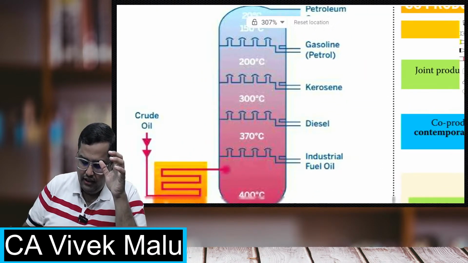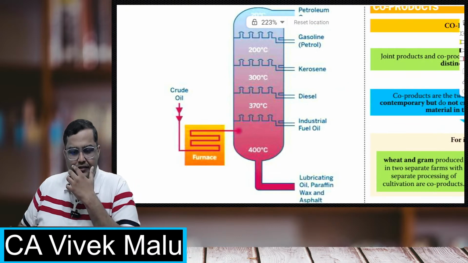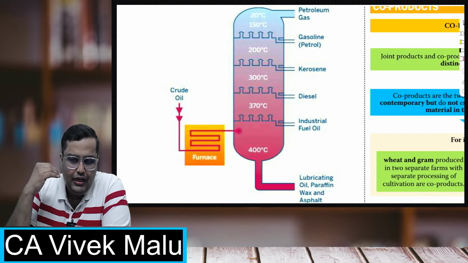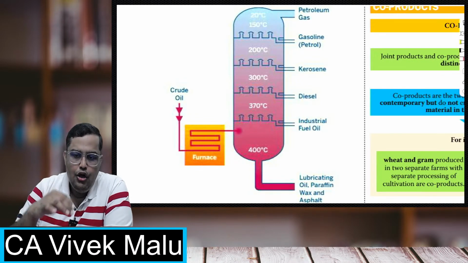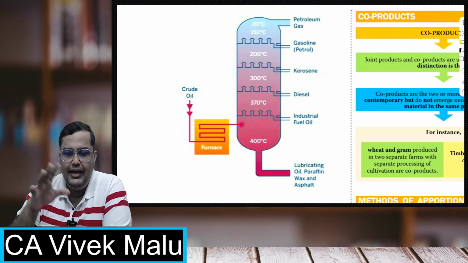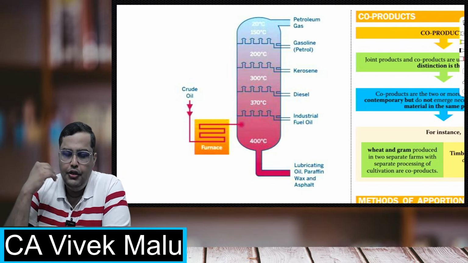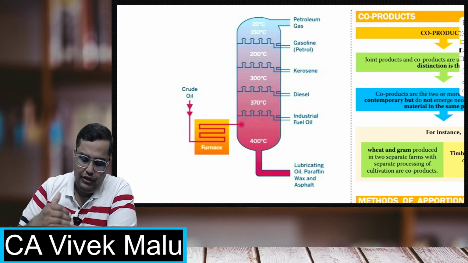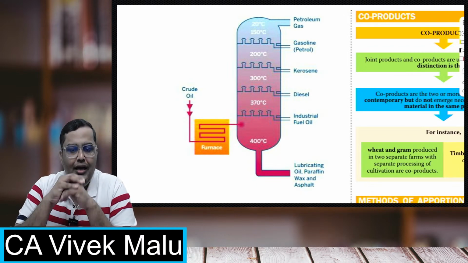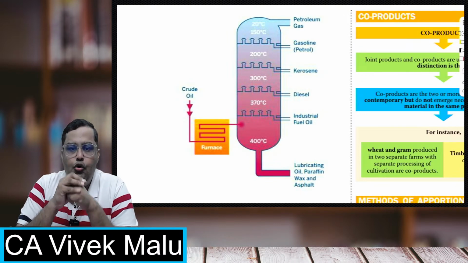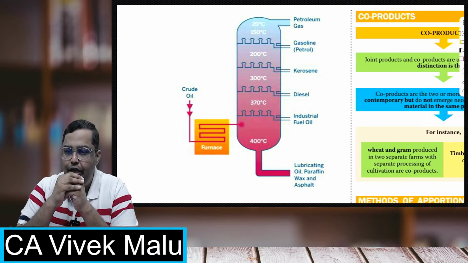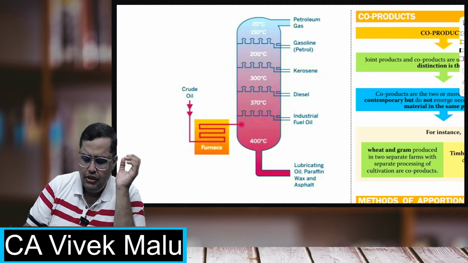Now see this crude oil example. If I put crude oil in the refining process, I'm going to get petroleum gas, gasoline, kerosene, diesel, industrial fuel oil, lubricants and all that. I get so many things with the help of this crude oil. Understand, these are all equivalent products. Petroleum gas is important, gasoline is important, kerosene, diesel, industrial oil. They all have equal weightage and good demand in the market. They all have considerable value. So they are all joint products.